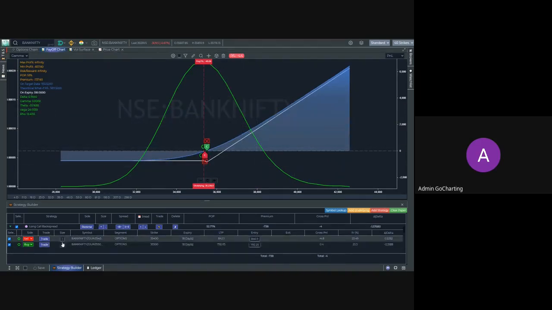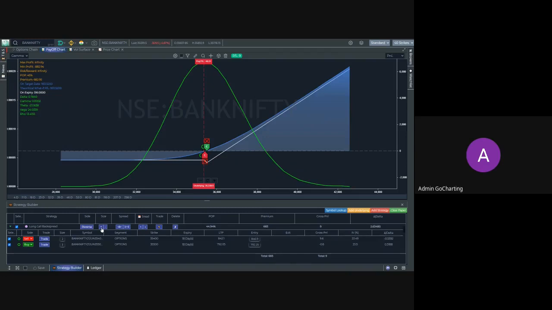And then at a strategy level, for example, if you want to increase the size of all the legs uniformly, then you can use this plus button and it will increase the size across the board, or you can decrease it across the board, which will be applicable on all of the legs under a given strategy.